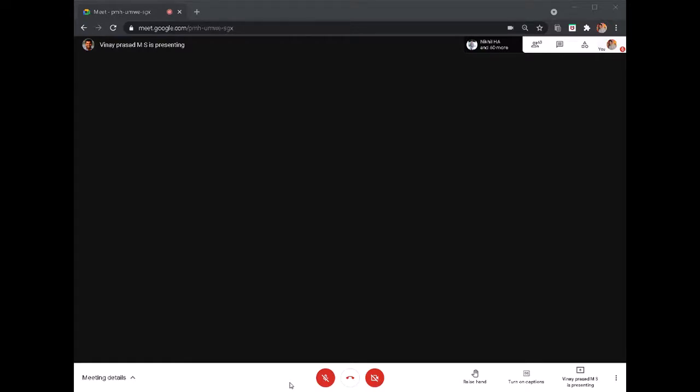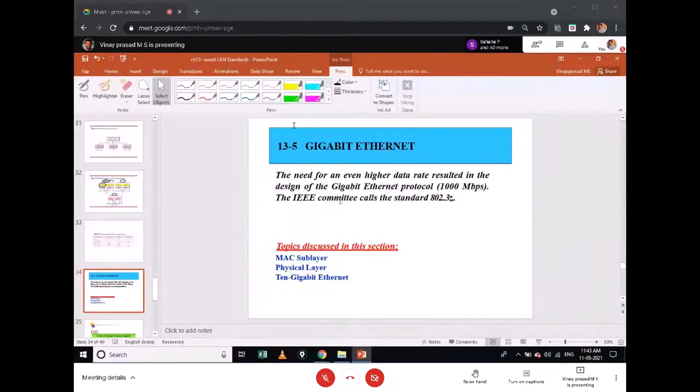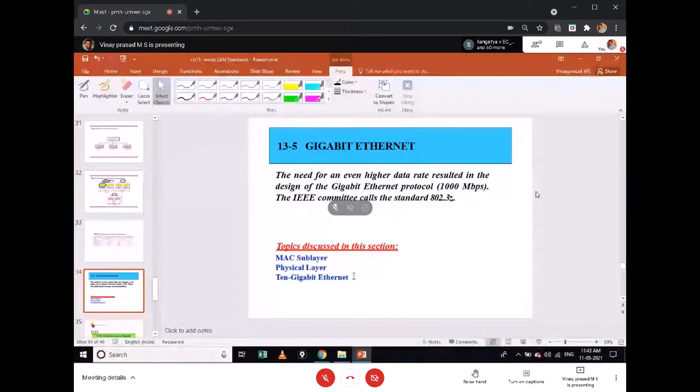And there was a need for an even higher data rate, which resulted in the design of the Gigabit Ethernet protocol, which gives us 1000 Mbps, and we call this the standard 802.3z. Okay. Here we would also like to discuss these three aspects: MAC layer, physical layer, and the 10 gigabit. 10 gigabit is the next one after this, which is what is used nowadays. First, we will look at the MAC layer.